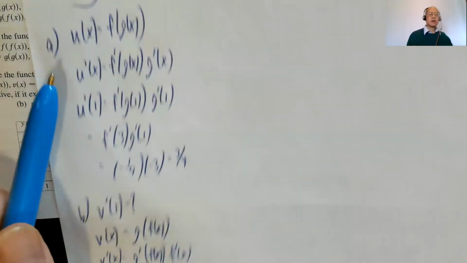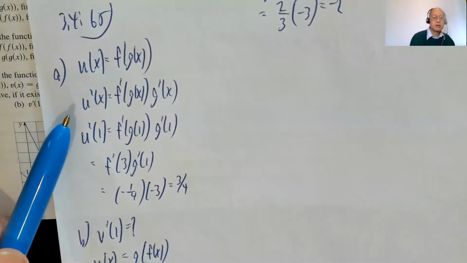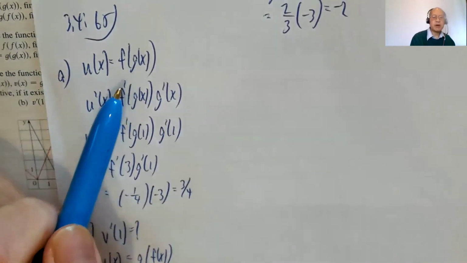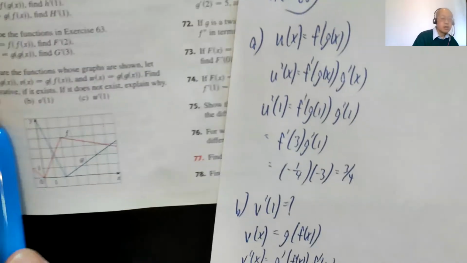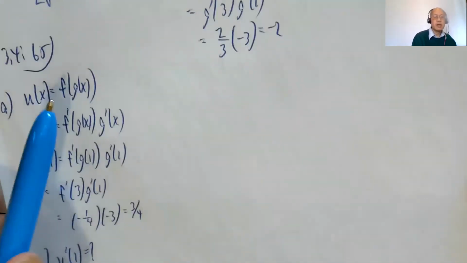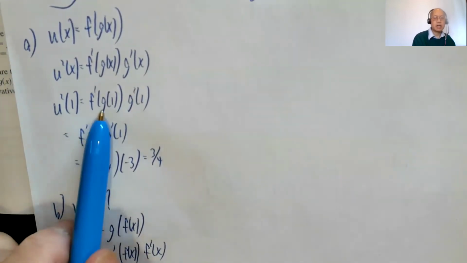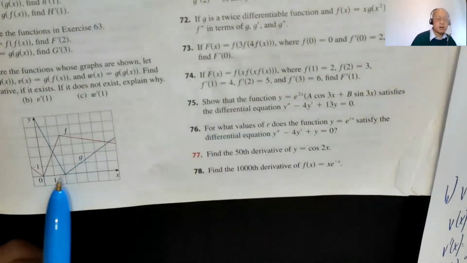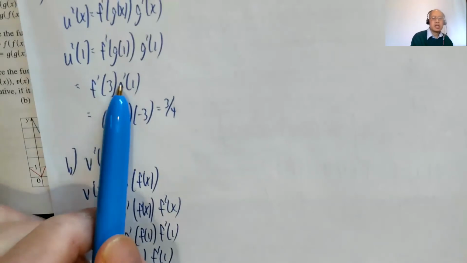So A, u of x is f of g of x. U prime of x is f prime of g of x, g prime of x. Okay, and then they want u prime of 1. I plug in 1. F prime of g of 1, g prime of 1. Okay, so I need g of 1. So g of 1 is right here, 3. So I want f prime of 3, g prime of 1.